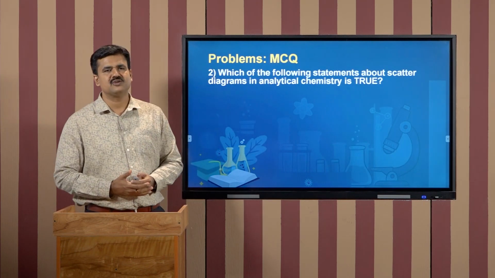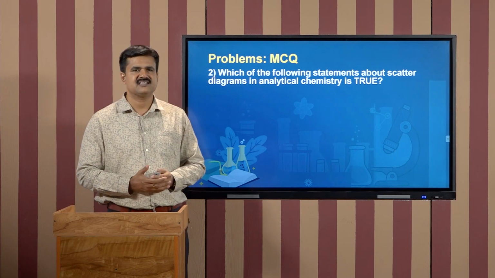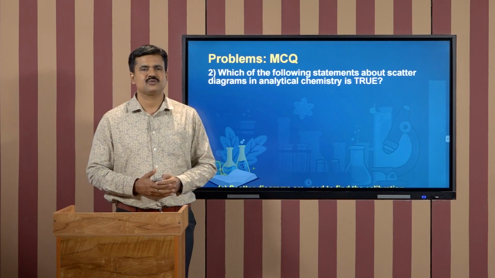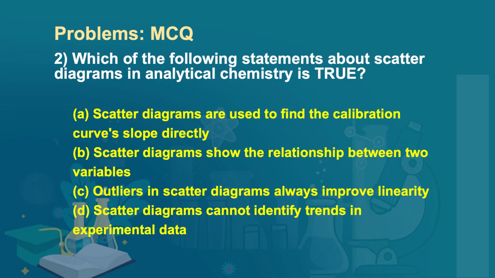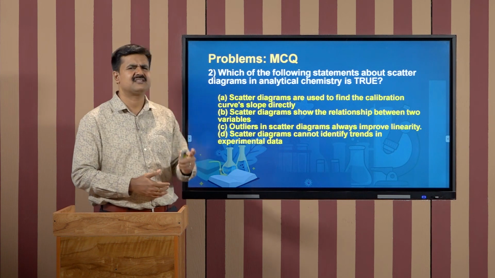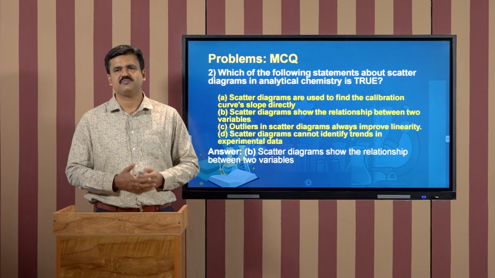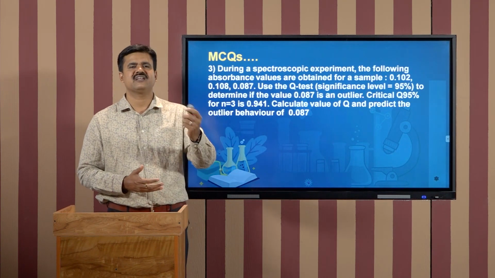Now, another MCQ based on the matter we have discussed here. Which of the following statements about a scatter diagram in analytical chemistry is true? These are the options. A: Scatter diagrams are used to find the calibration curve's slope directly. B: Scatter diagrams show the relationship between two variables. C: Outliers in a scatter diagram always improve linearity. D: Scatter diagrams cannot identify trends in experimental data. On careful analysis, you can arrive at the final result as option B, that is scatter diagrams show the relationship between two variables.